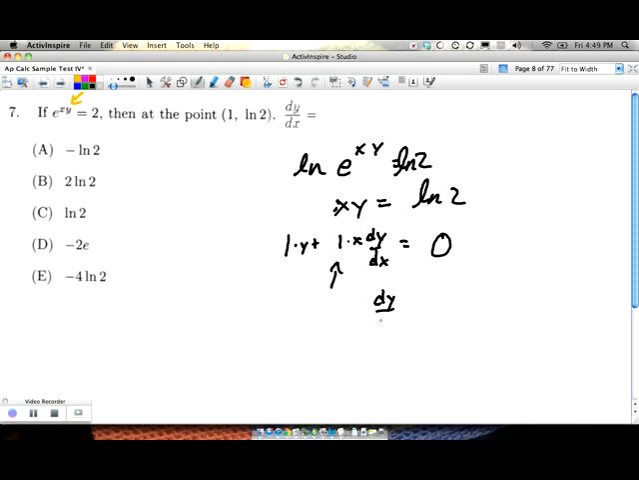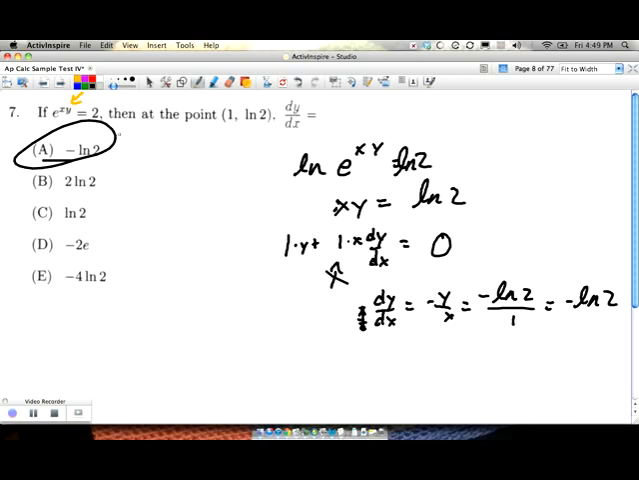So in other words, dy/dx times x equals negative y, and we divide by x on both sides. So dy/dx equals negative y over x, which in this case is negative natural log of 2 over 1, which equals negative natural log of 2. It is that easy. Booyah.